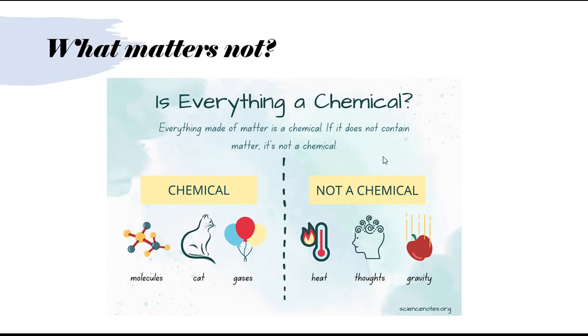So, well, what matters not? So, is everything a chemical? No, not everything around us is a chemical, but everything that is made of matter is a chemical. If it does not contain matter, meaning if it does not take up space or has mass, then it is not a chemical, right? So we can think of chemicals as molecules and cats and gases.